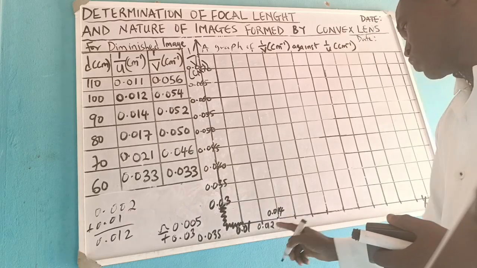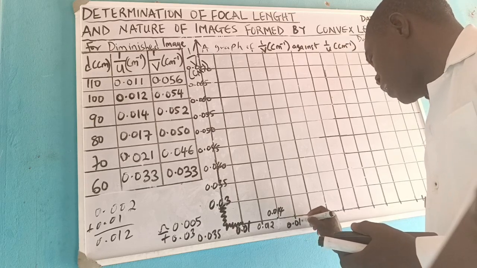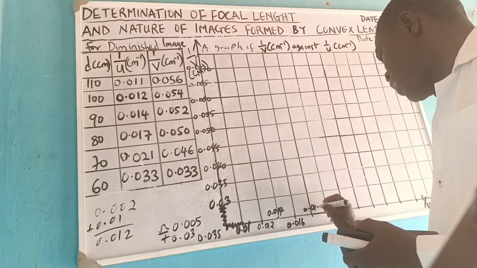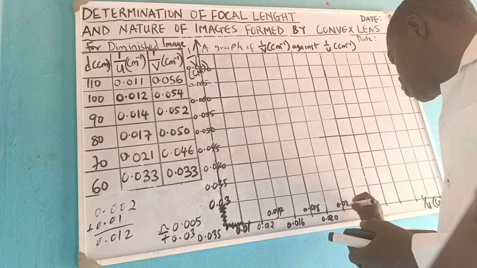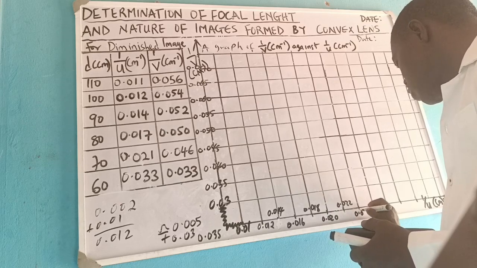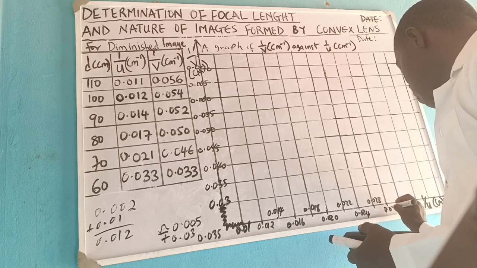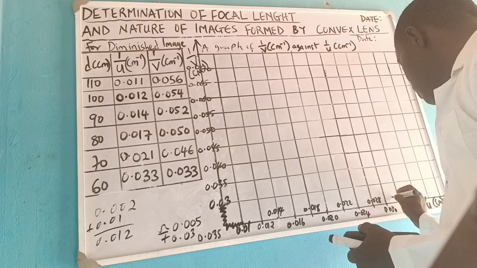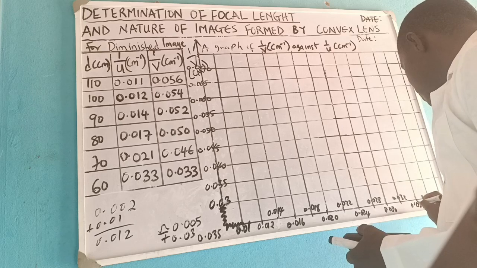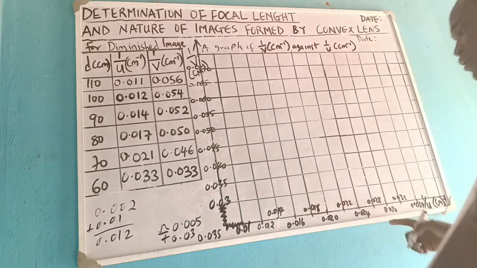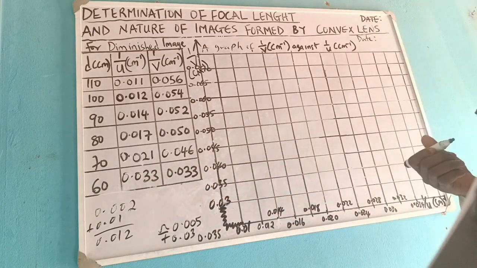0.014, 0.016, 0.018, 0.020, 0.022, 0.024, 0.028, 0.030, 0.032, 0.034. Okay, and the highest we are having is 0.033. That is the highest, so you can accommodate it now.